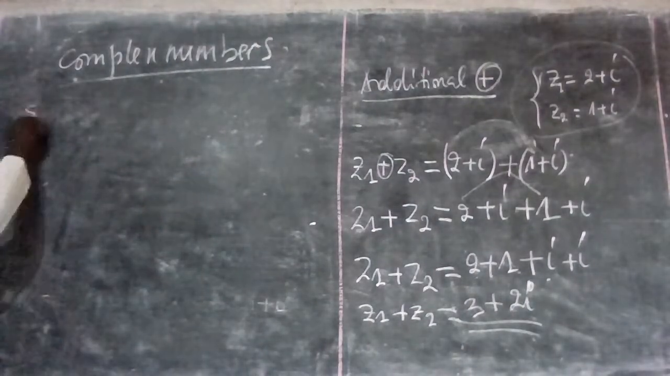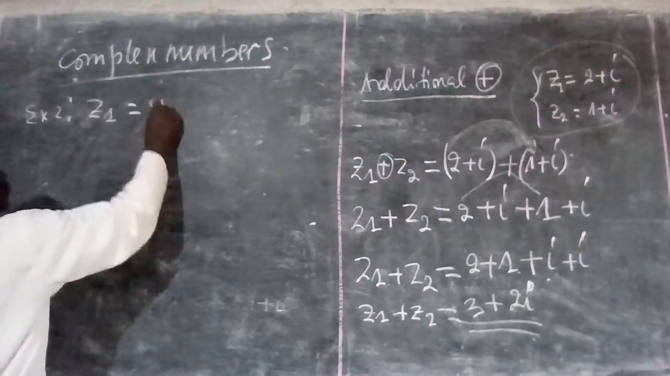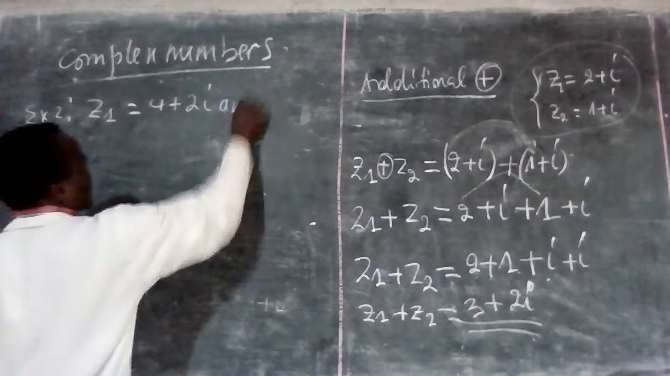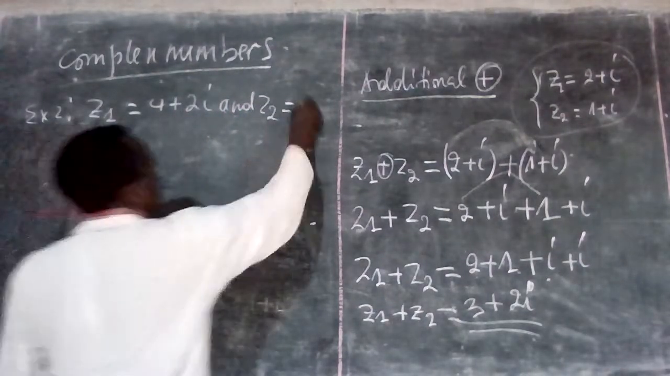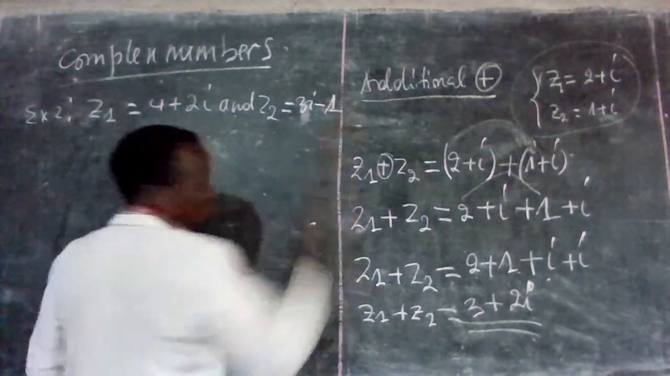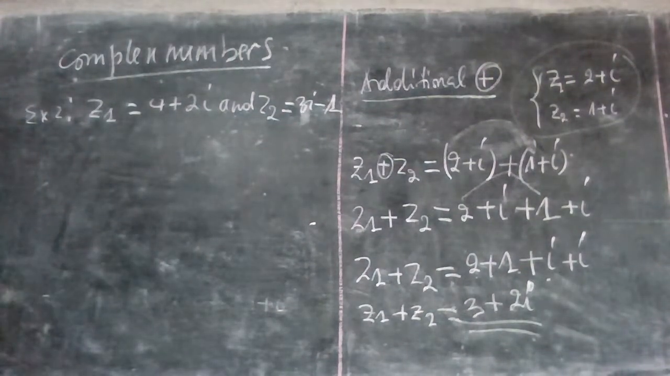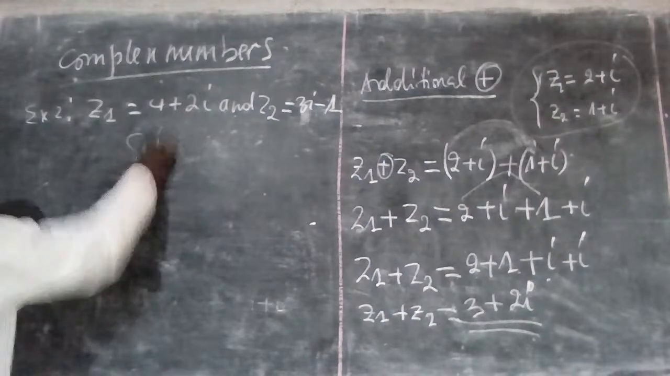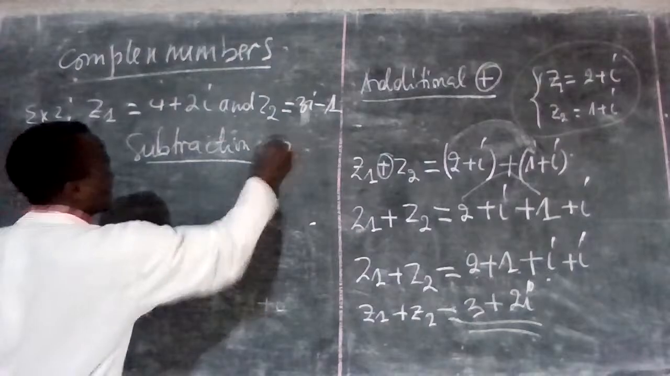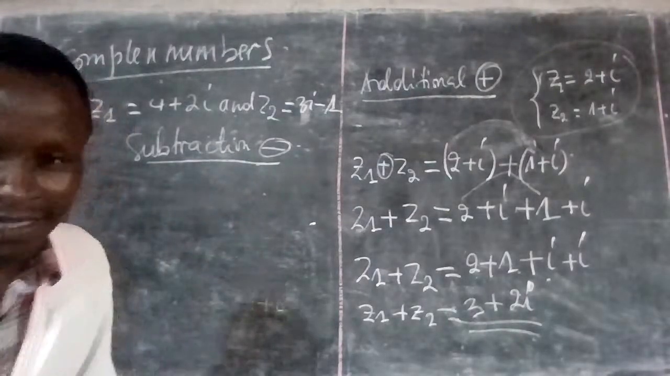We take another example, example 2. It is z1, which is equal to 4 plus 2i, and z2, which is 3i minus 1. How are we going to subtract those two complex numbers? It is for subtraction, where we have this sign of minus. Now, how should we subtract those two numbers?